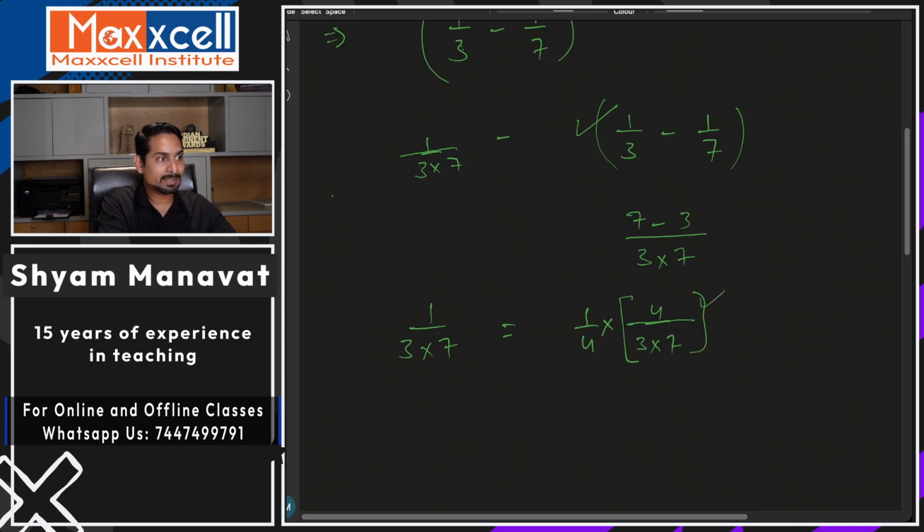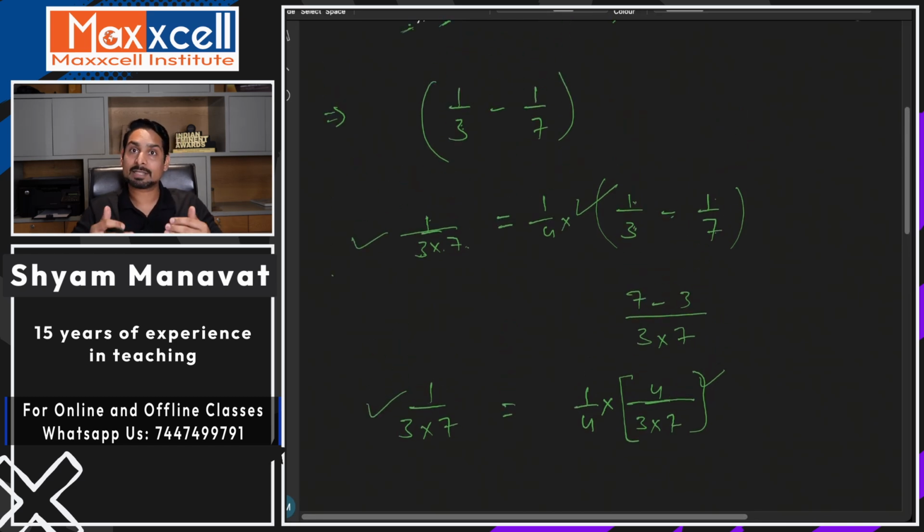So if I want to equate 1 upon 3 minus 1 upon 7 with 1 upon 3 into 7, I have to write 1 upon 3 into 7 equal to 1 upon 4 into (1 upon 3 minus 1 upon 7). Did you understand this part? Why are we doing this? That you will understand after a few minutes. Just have patience. First, we need to understand what is the partial fraction method.